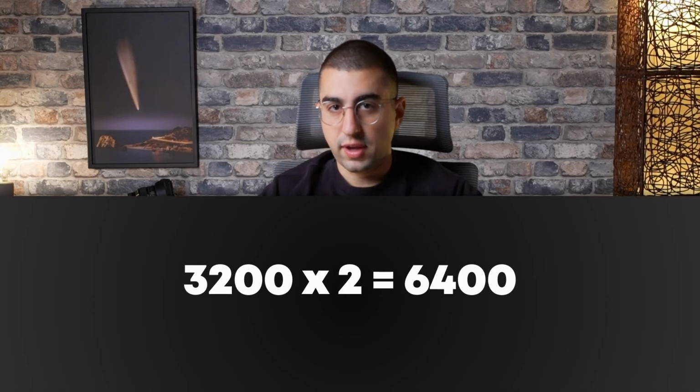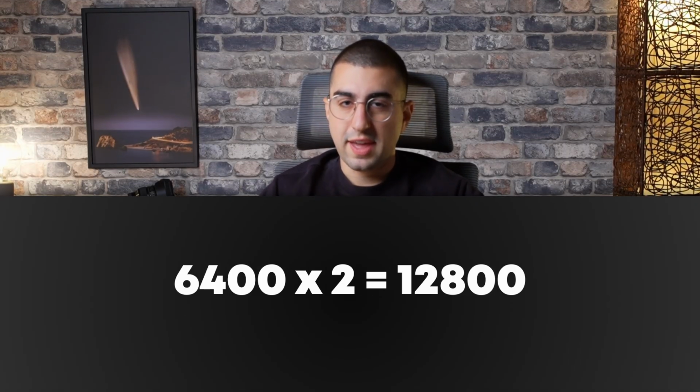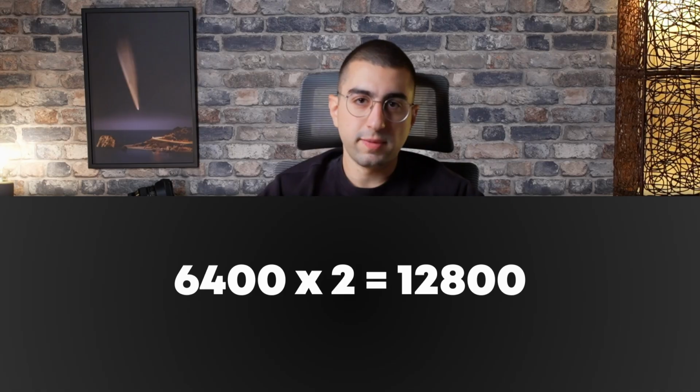Now, increase the ISO to match it. 6,400, 12,800, that's 2 stops. And then you might say, wait, that's enough. I don't want to go more than that, or my camera can't go more than that. We have to play with the aperture. It's f4, so how does that work?